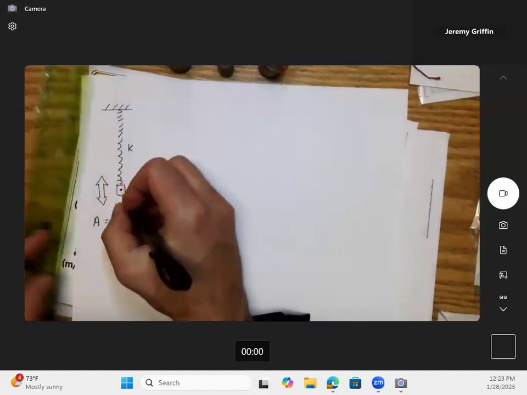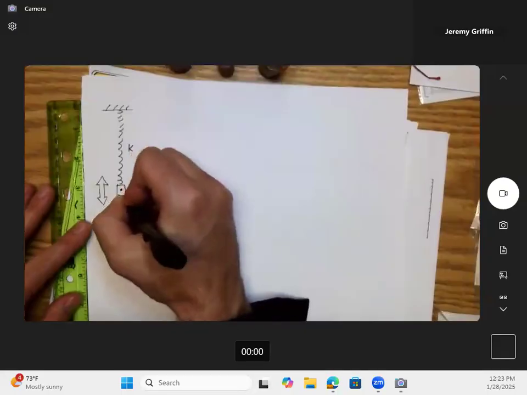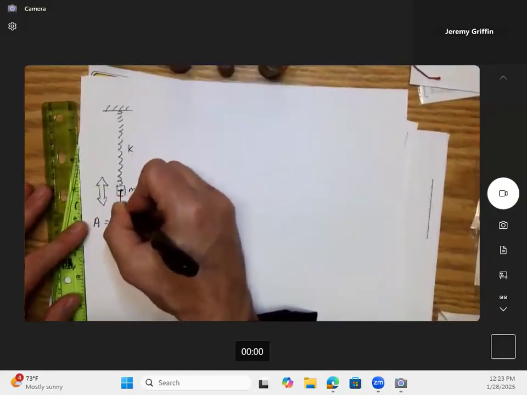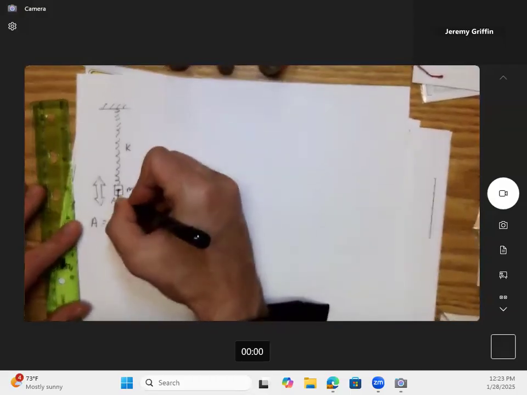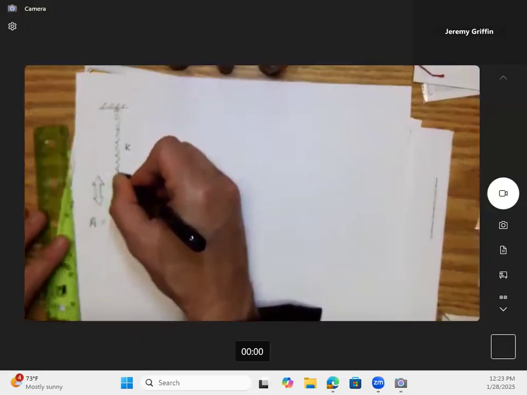If I pull down 5 centimeters, it goes down 5 centimeters, and this distance right here is the amplitude, 5 centimeters. Do you guys see that? When it's oscillating back and forth, do you think it's going to race back through the equilibrium point and go up? How far? Guys, how far above the equilibrium point is it going to go?